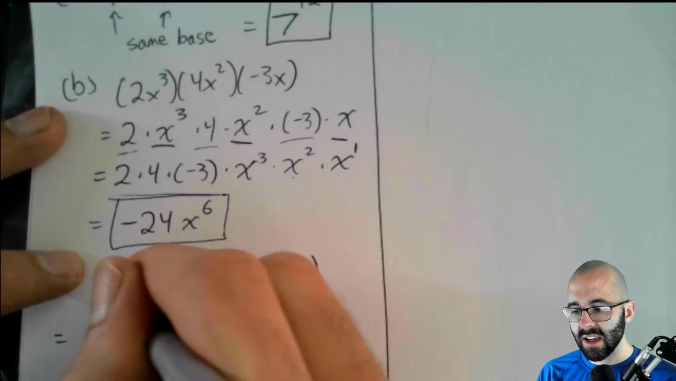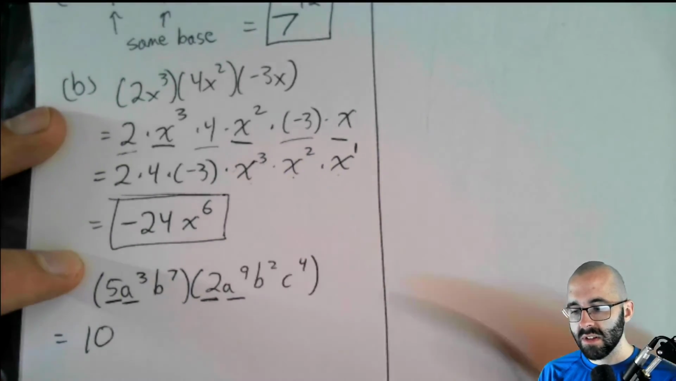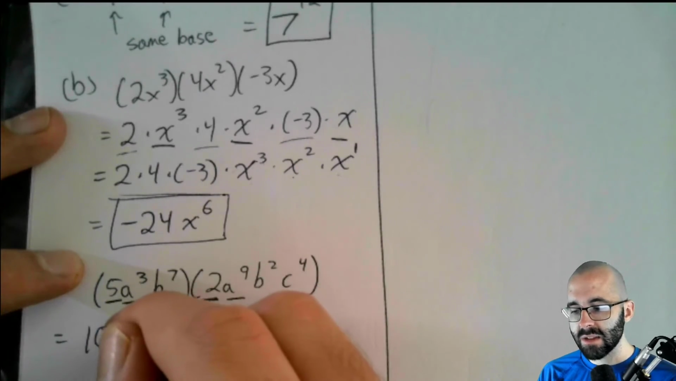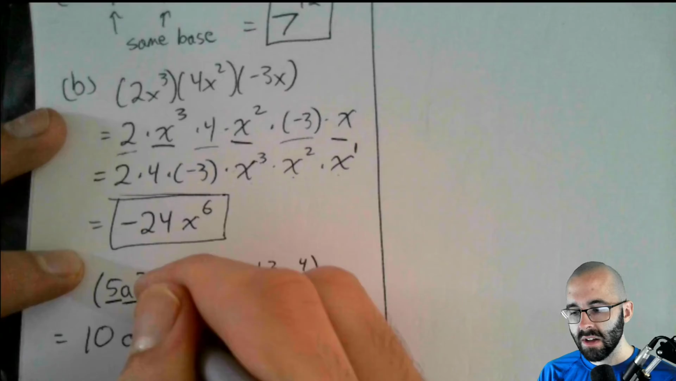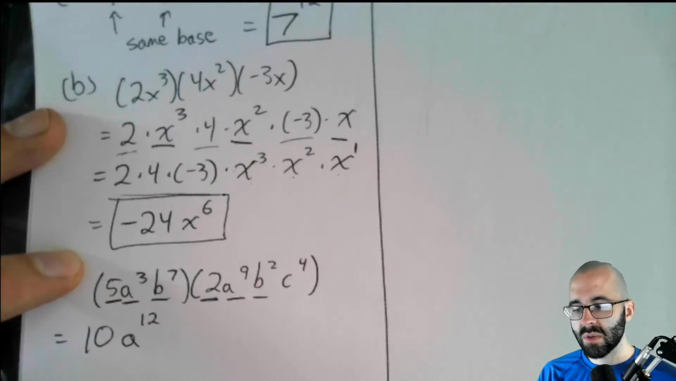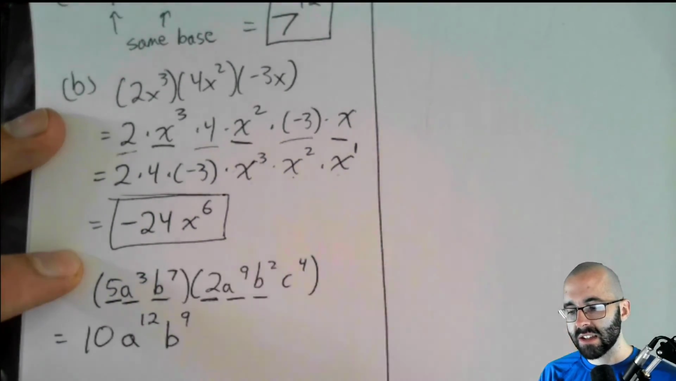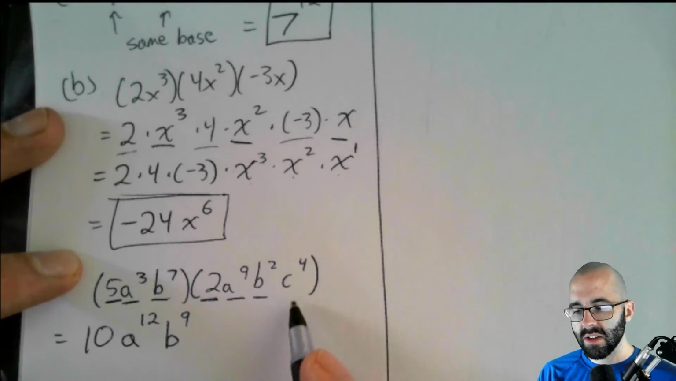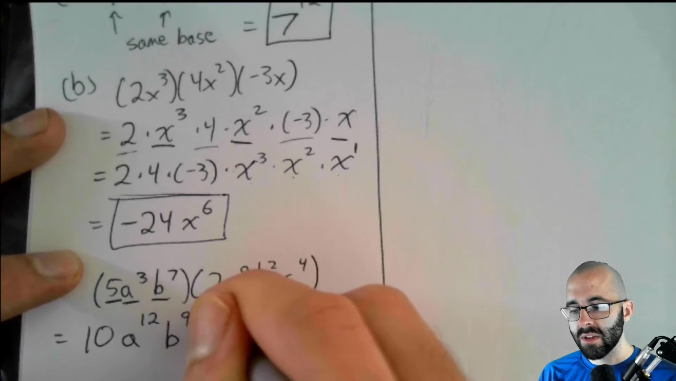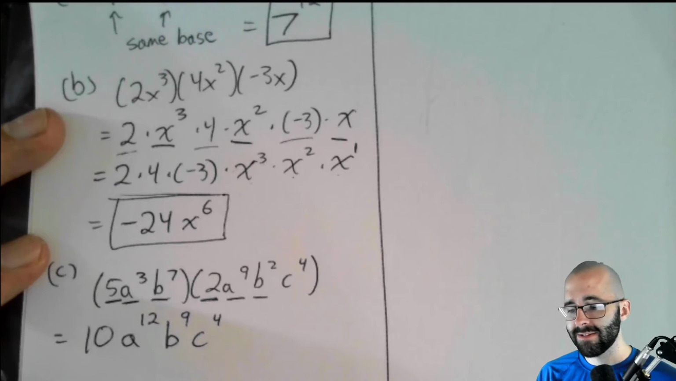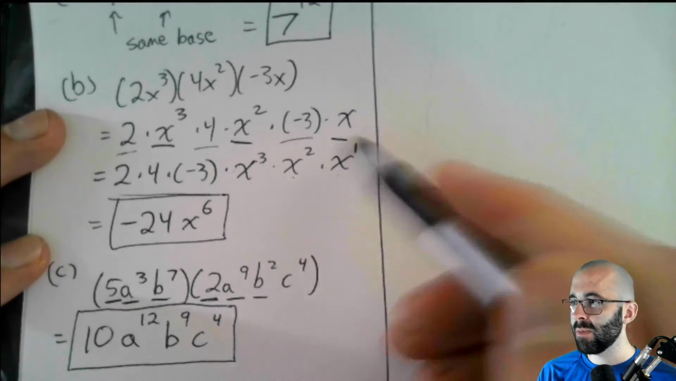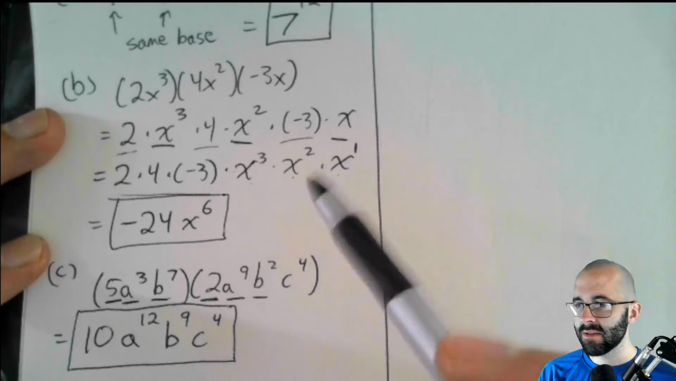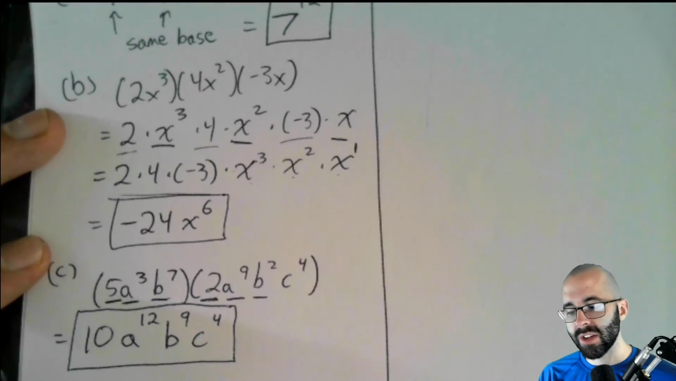Let's multiply the a's together. A cubed times a to the 9th. Add the exponents because they have the same base. A to the 12th. B to the 7th times b squared. Same base. Add the exponents. And the only thing left is c to the 4th. It's all alone. That's our final answer. So you can do this in a lot of steps, or you can do this in a couple steps. Find the balance that works for you.